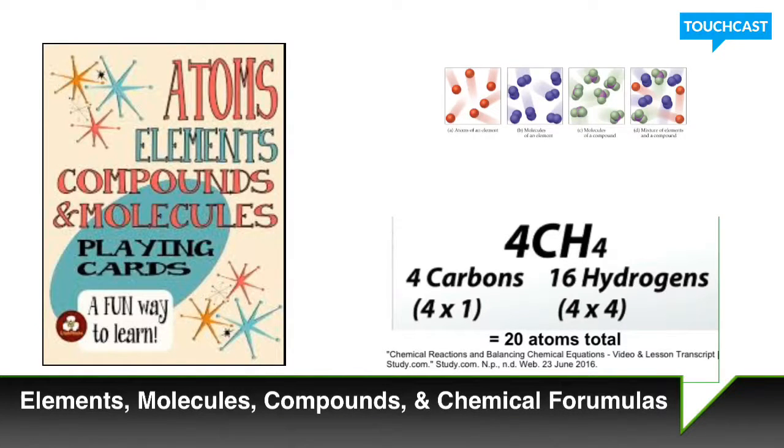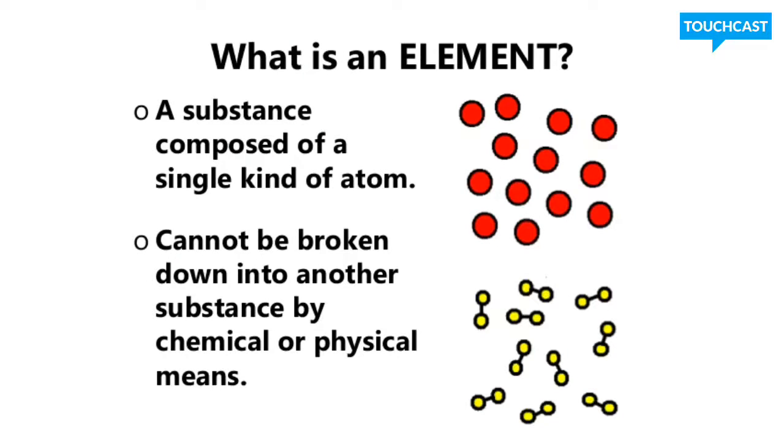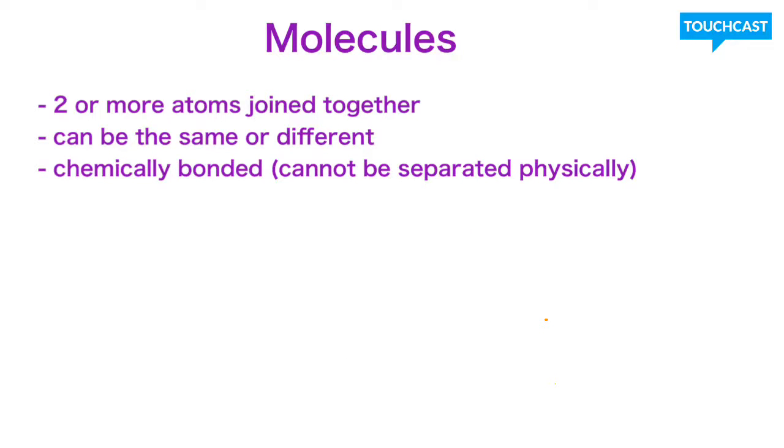I'm going to cover some of the topics we'll be going over the next week of class, which includes distinguishing between elements, molecules, and compounds, and using chemical formulas to count atoms. So first, just a quick review. We have been covering elements for quite some time now, but just a reminder that an element is considered a substance composed of a single atom. It is a pure substance and is the simplest form, so it cannot be broken down into another substance by chemical or physical means.